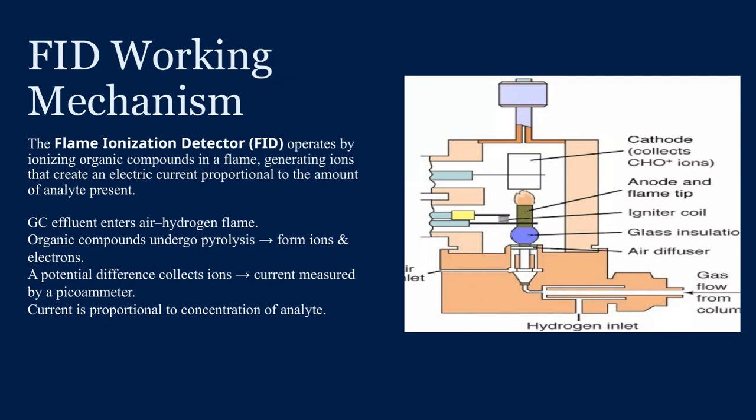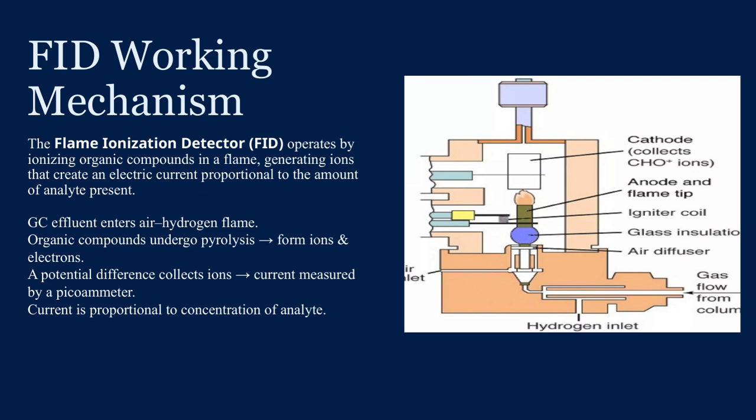Now let's take a closer look at how the flame ionization detector, or FID, actually works. Essentially, the GC effluent, that is, the mixture coming out of the gas chromatograph, enters a flame fueled by air and hydrogen. Once in the flame, the organic compounds in the sample undergo pyrolysis, which means they break down due to high temperatures. During this process, ions and electrons are formed. These ions are crucial because they generate an electric current.